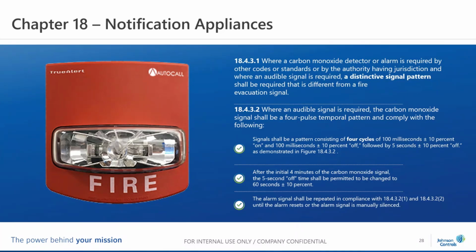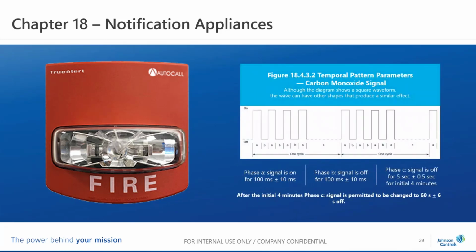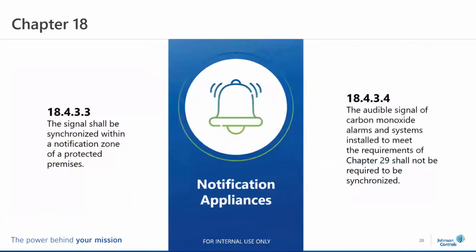And so in some systems, you need to buy an additional sync module or temporal 4 module to create that signal. Some fire alarm control units have it built in, but it's now required that carbon monoxide send a different type of signal. So not just show up on the control unit as carbon monoxide, but also show up audibly as a different device.